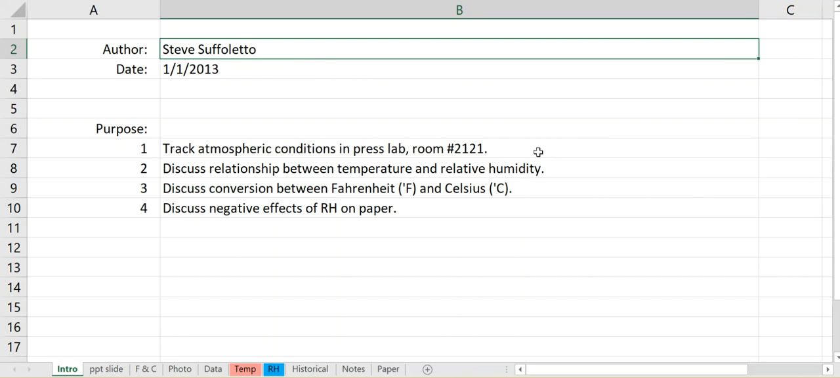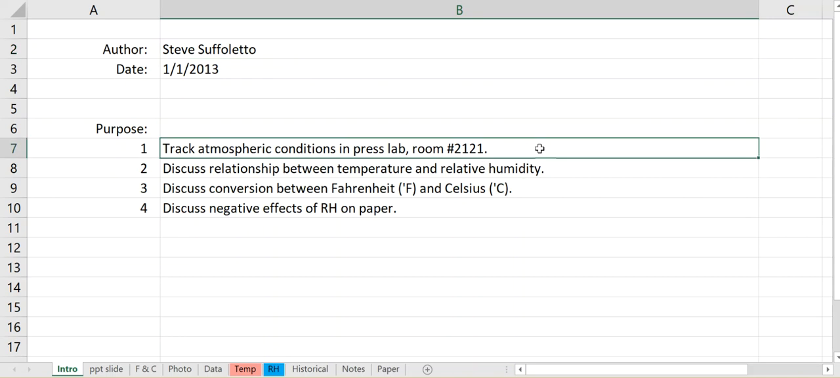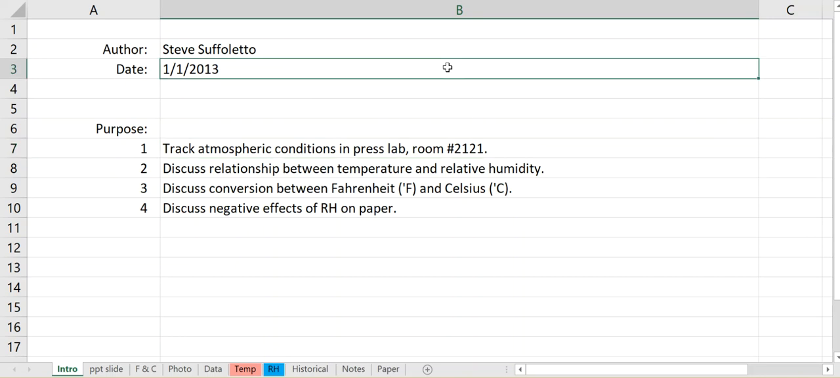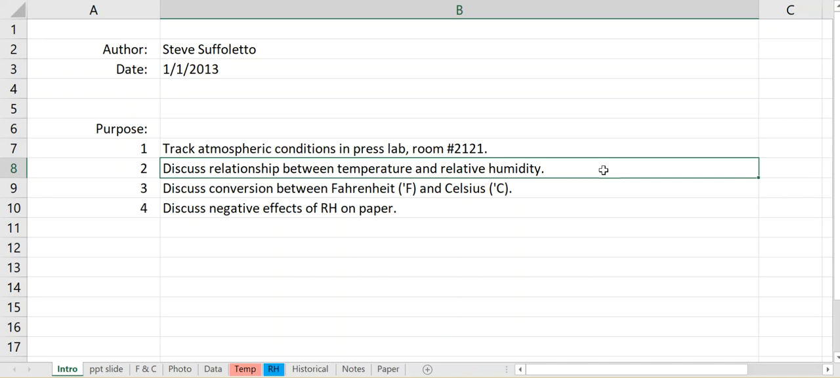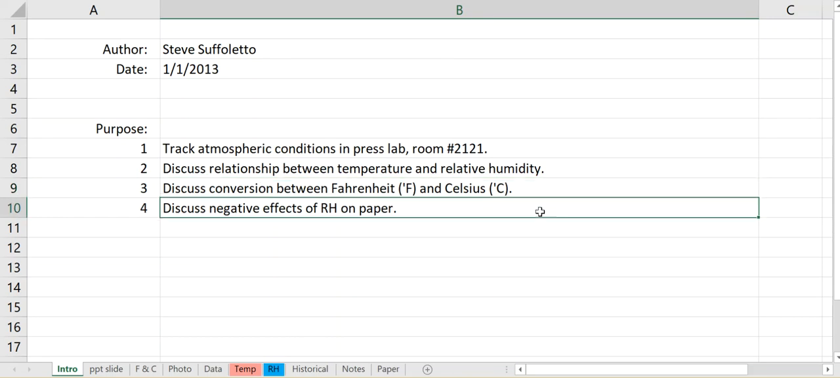This video is going to discuss atmospheric conditions in my printing lab back in 2013. The purpose is so that we understand what temperature and relative humidity are and what their relationship is to each other. I want to make sure that we can define and convert between the Fahrenheit and the Celsius scale. And again, talk about the negative effects that relative humidity, either too high or too low, will have on paper.